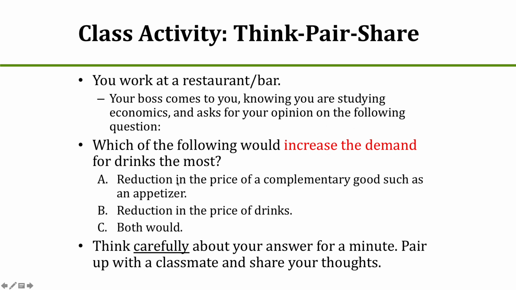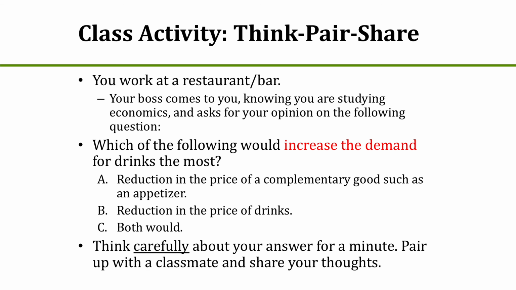So option A says the reduction in the price of a complementary good, such as an appetizer. Option B, reduction in the price of drinks. C, both. So basically, we have to focus on options A and B. Let's start with B, reduction in the price of drinks. If we decrease the price of drinks, we know that's a change in quantity demanded, a movement along the demand curve. So the demand itself is not going to shift. That's why B shouldn't be correct.